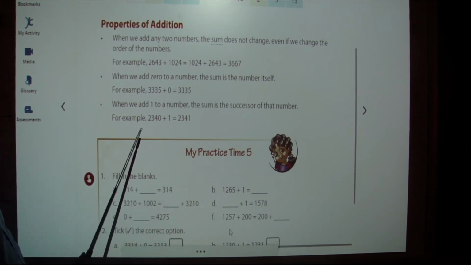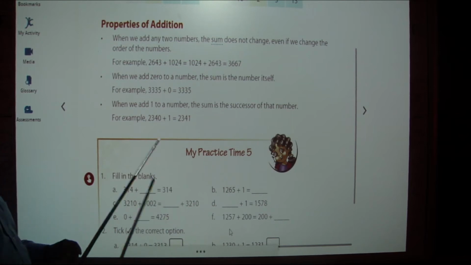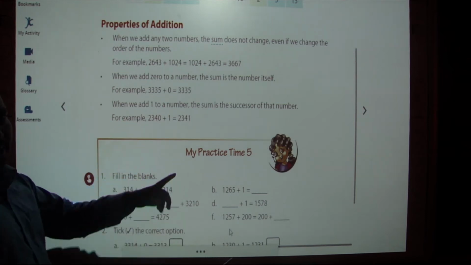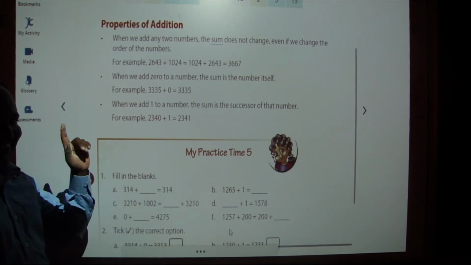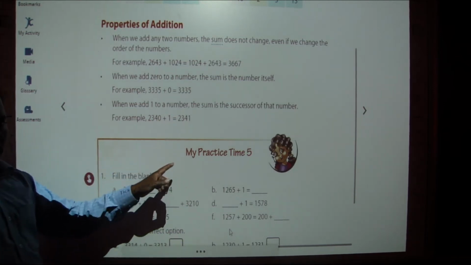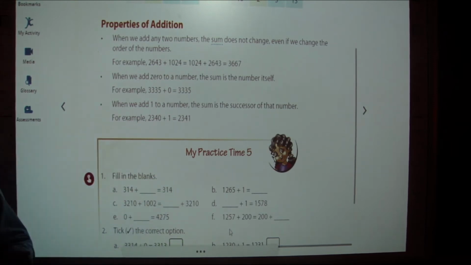For example, 2340 plus 1 is 2341. 2341 is the successor of 2340. Successor means plus 1. 2340 plus 1 is equal to 2341.